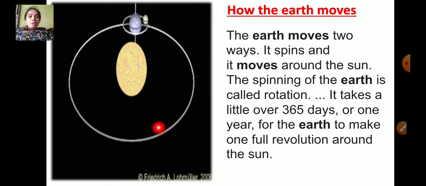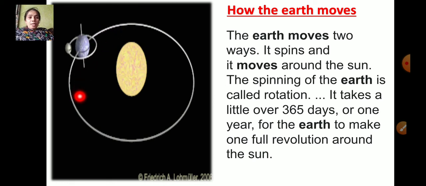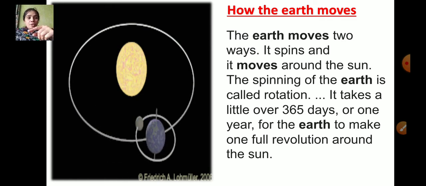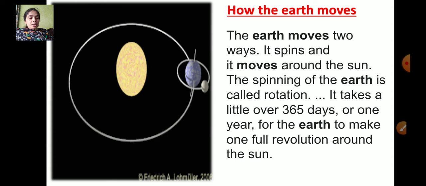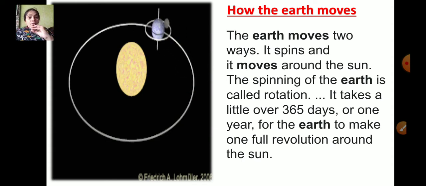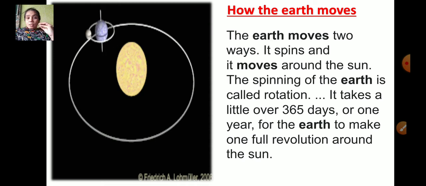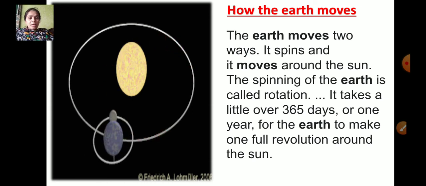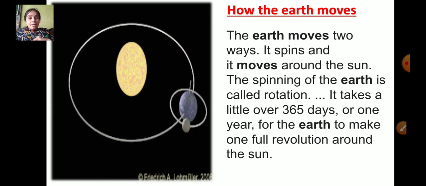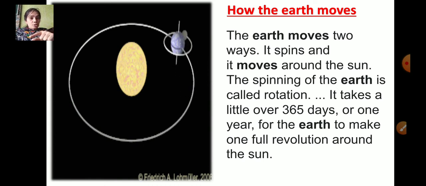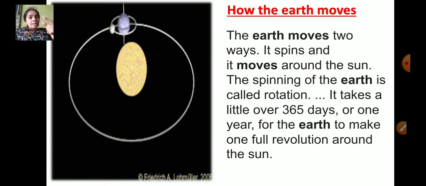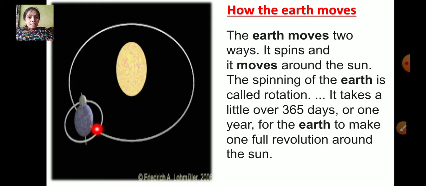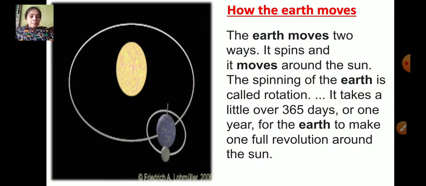So the spinning of earth is called the rotation. So the earth is always moving. It doesn't stop in one place. It keeps on moving. Did you see how it keeps on moving? And at the same time, it travels around the sun also. So this is the sun. This is the earth. It keeps always moving around the sun. Okay.